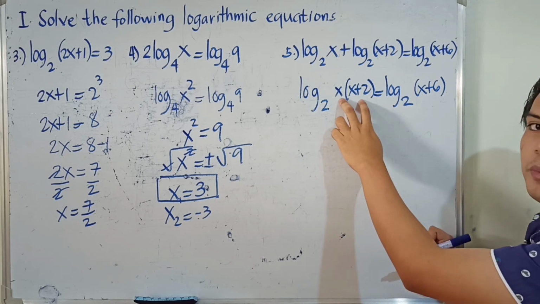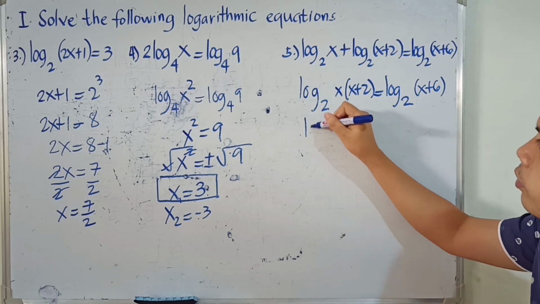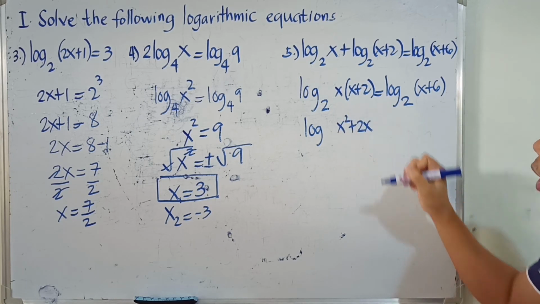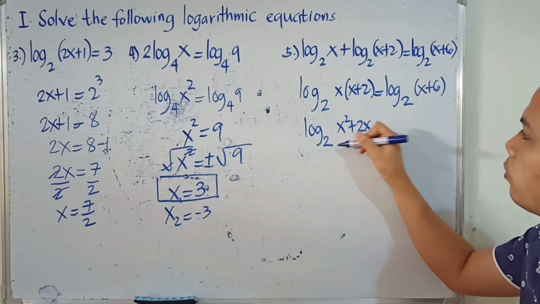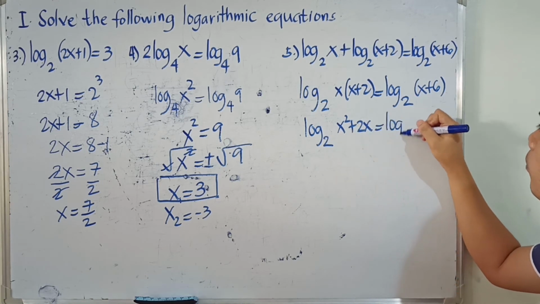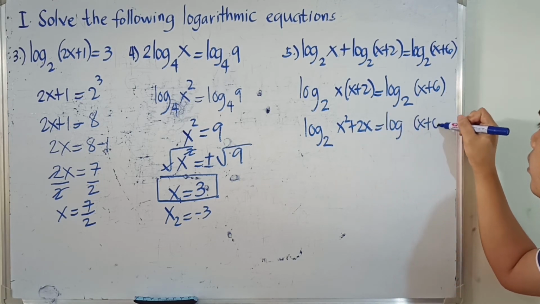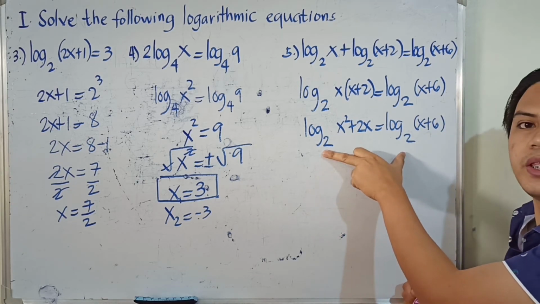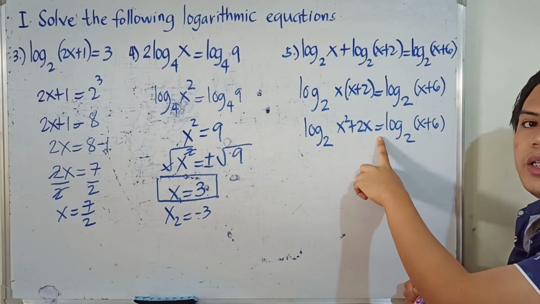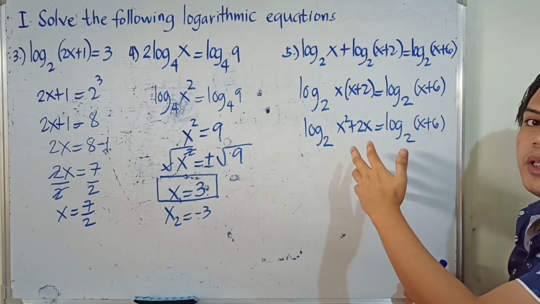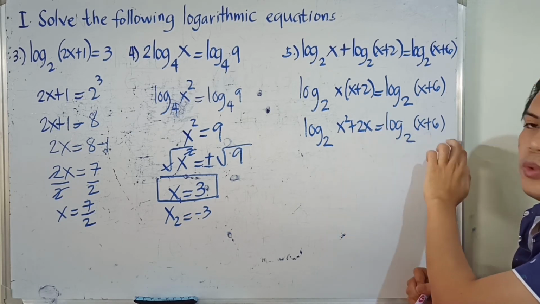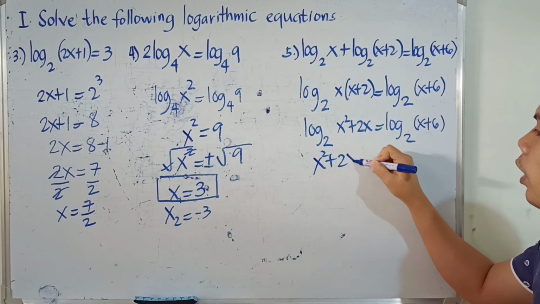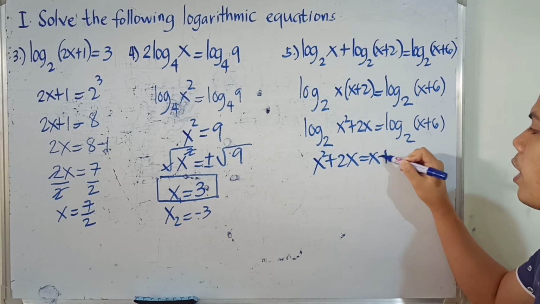Let's simplify the argument on the left side. We have the logarithm of x squared plus 2x to the base 2 is equal to the logarithm of x plus 6 to the base 2. Again, since their bases are equal, we have the equality property that we can use. So we can equate the two arguments. So it will become x squared plus 2x is equal to x plus 6.